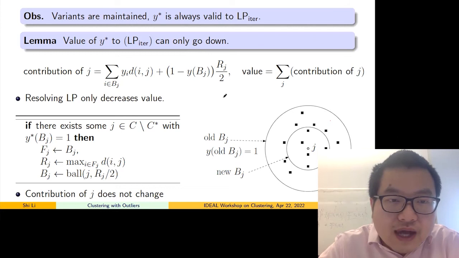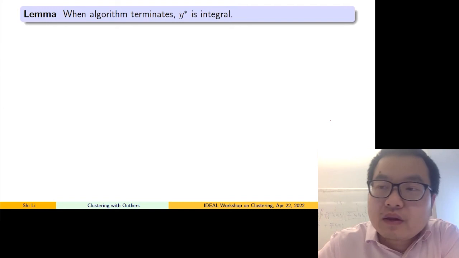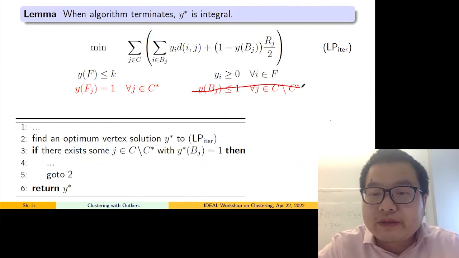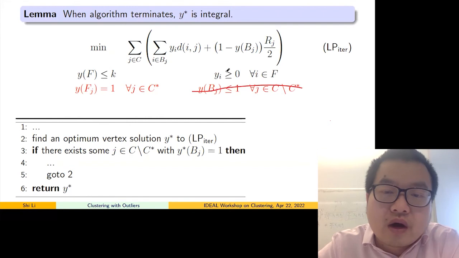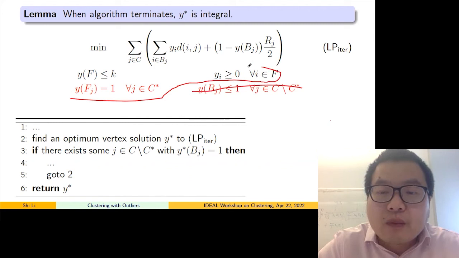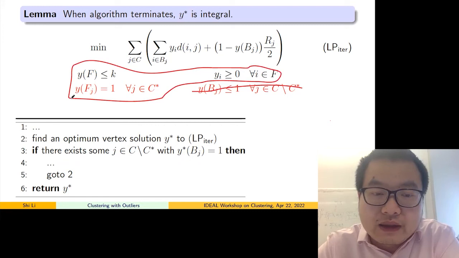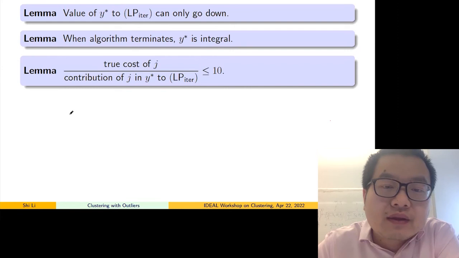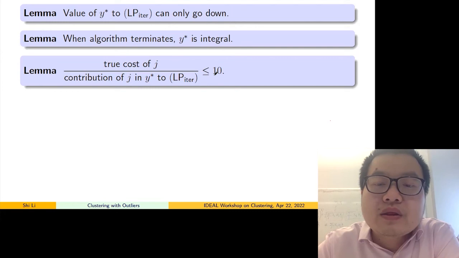And then the algorithm, when it terminates, the Y star will be integral. This is not hard to show, because we terminate the algorithm only when none of those constraints are tight. So Y star is a vertex solution. If only those constraints are tight, then Y star will be integral. So they form a nominal polytope, and the Y star will be integral. So finally, we show that when the algorithm terminates, the true cost of J in the solution is at most 10 times the contribution of J in Y star to the LP in the iterative rounding procedure.